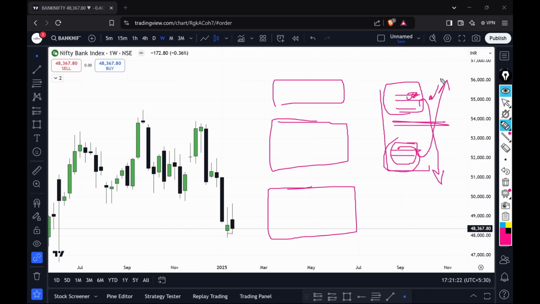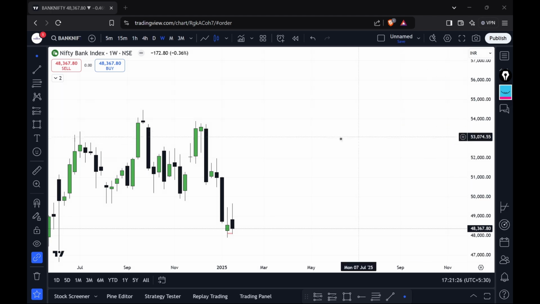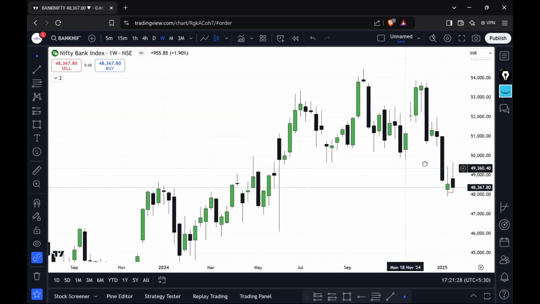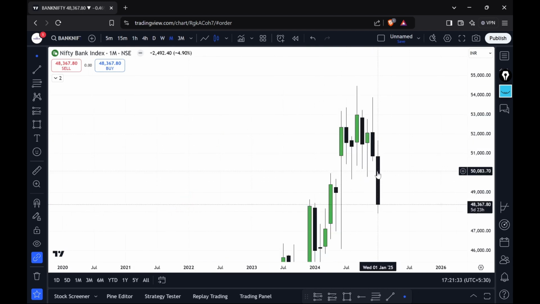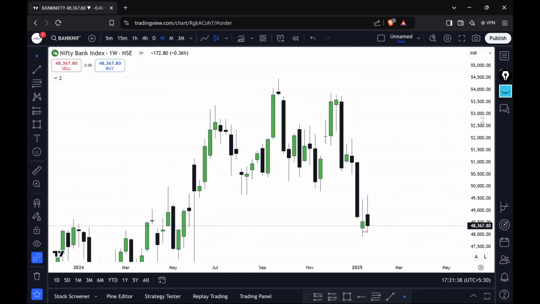It's not like you try to buy somewhere here using these tools. It works, but the probability is very less. See in the markets, as you have been seeing the continuous downfall for the past 2 months, how have volume gaps played a role?